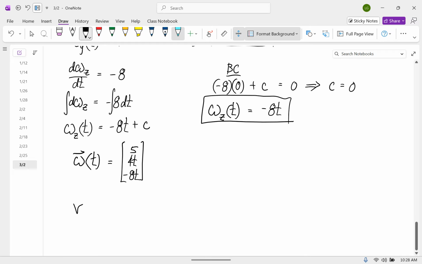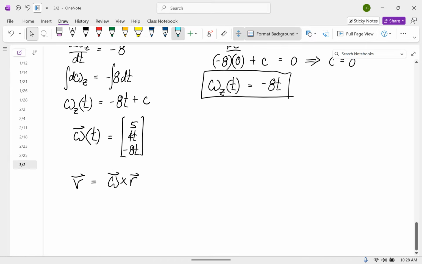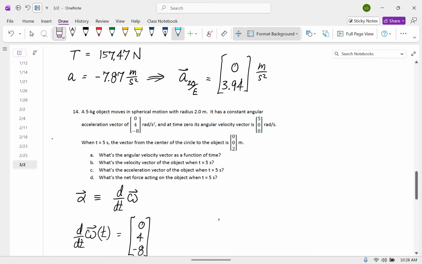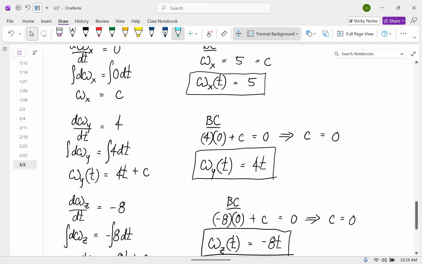All right, so the velocity vector is equal to omega cross r. So we have to figure out what omega and r are at time equals 5 seconds. Omega is equal to 5, 20, -40, just plugging 5 seconds into the function. At 5 seconds, the vector from the center of the sphere to the object is 0, 0, 2. Since that's the center of the spherical motion, this is our r vector, 0, 0, 2, just at this instant.